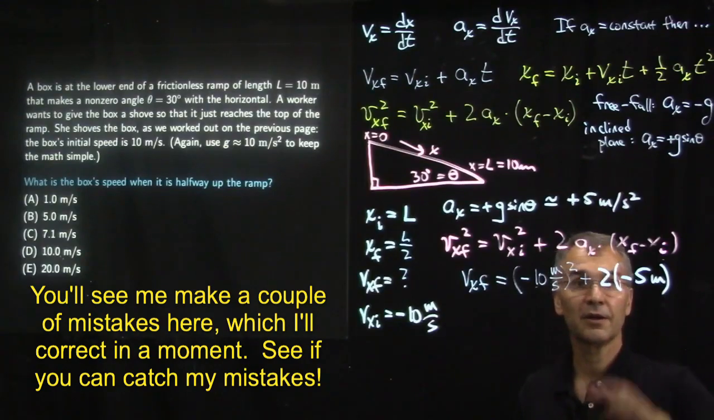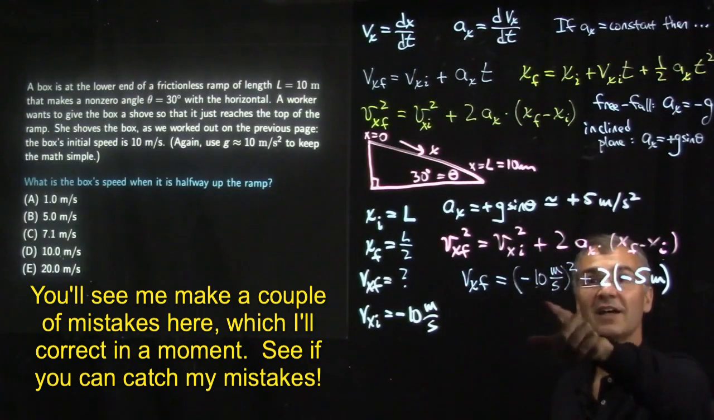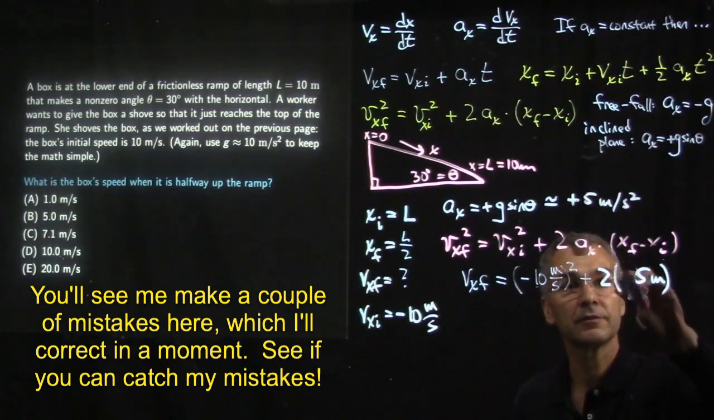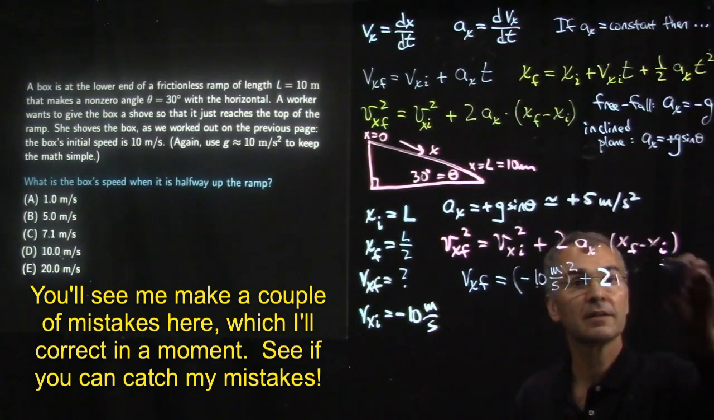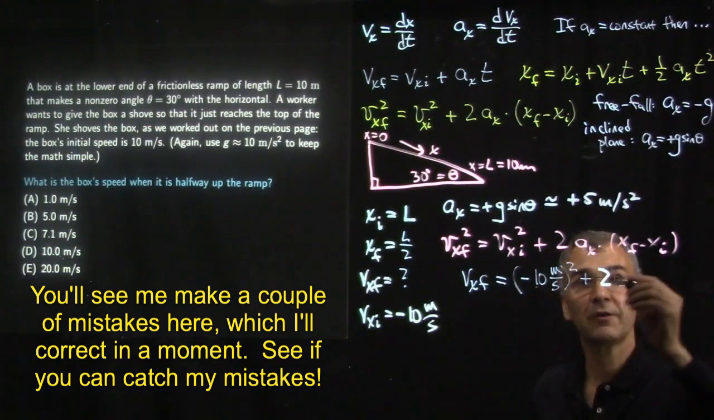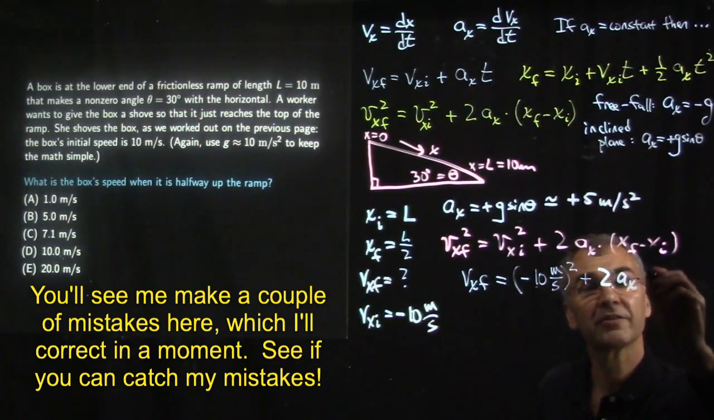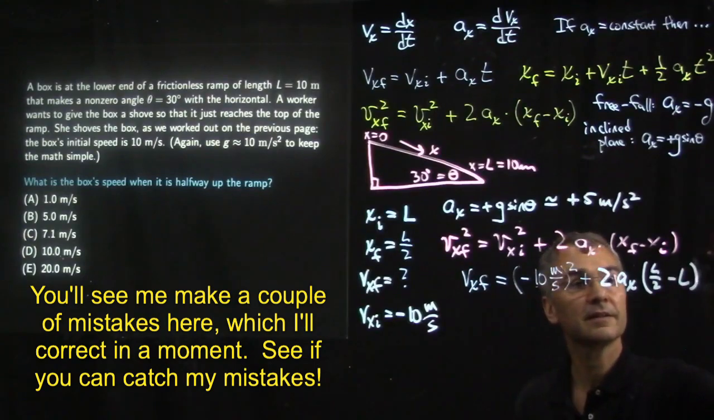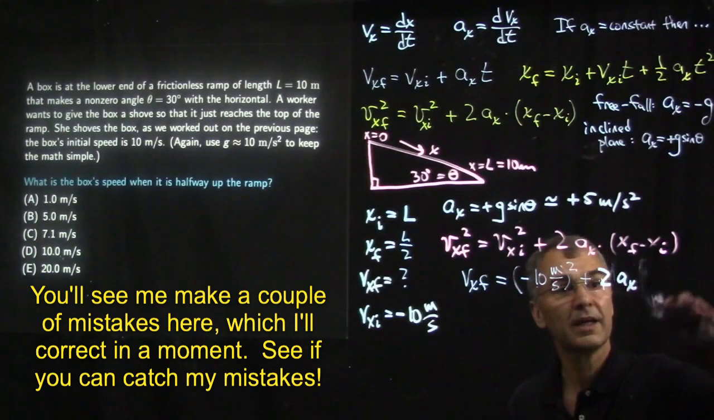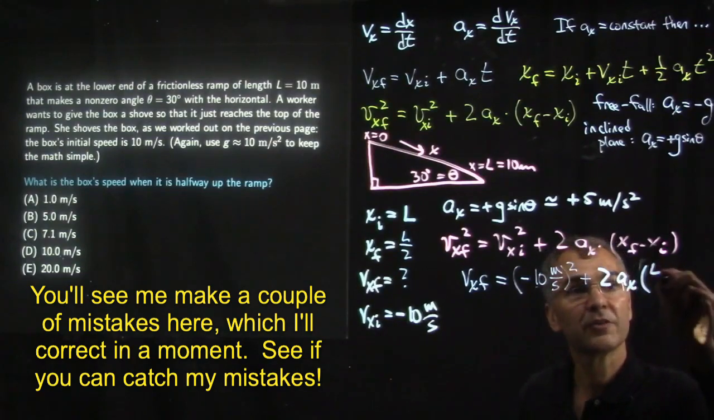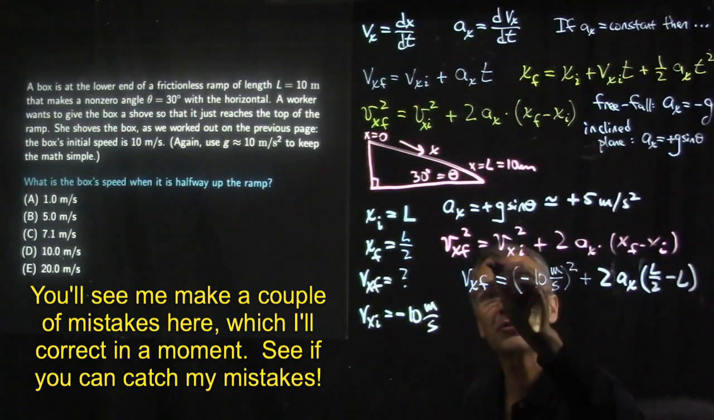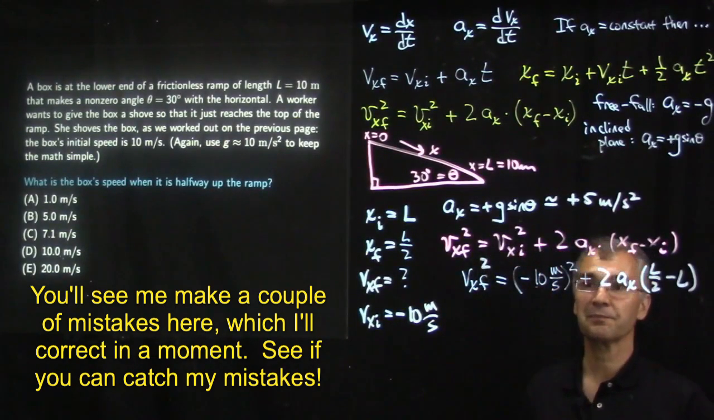Oh, we forgot to write down a sub x. I noticed I had the wrong units. So 2 times a sub x times x final, which was L over 2, and x initial is L. Okay. X final is L over 2, x initial is L. So then we can say, oh, and this is squared. Ha! That's squared.